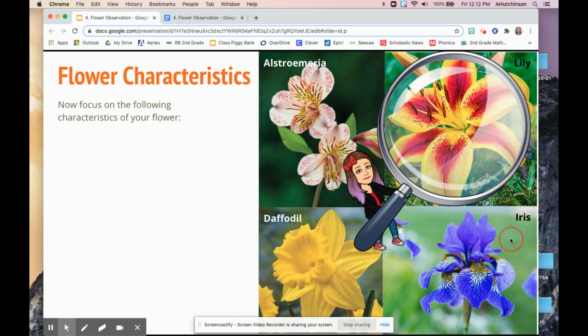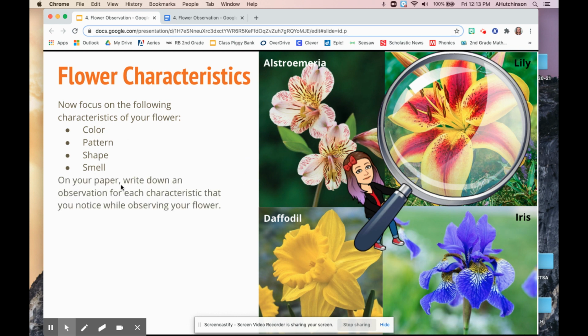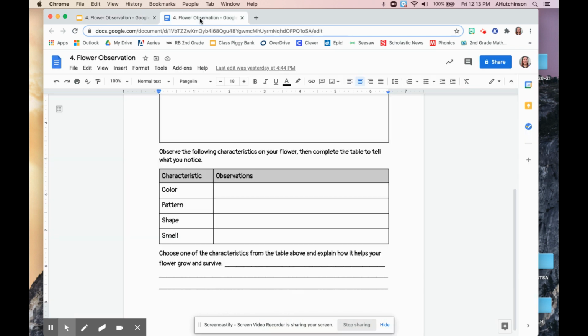I want you to look very closely at your flower's color, any pattern your flower might have, the shape of your flower, and the smell of your flower. You're going to take some time to really look closely at these 4 characteristics. Then on your worksheet or on your piece of paper, I want you to write down one observation for each characteristic that you notice while observing your flower. On the worksheet, you have this handy table here. On your own paper, you can make a table just like this, or write the characteristic and then right next to it, jot down an observation.